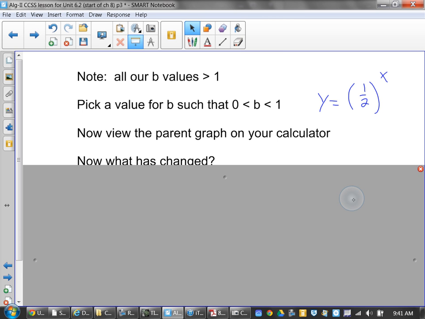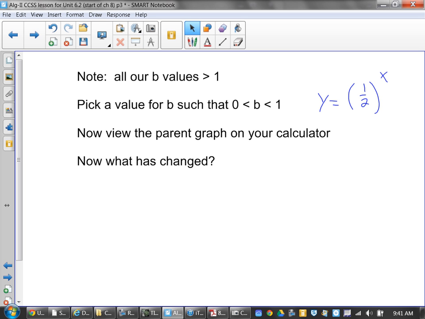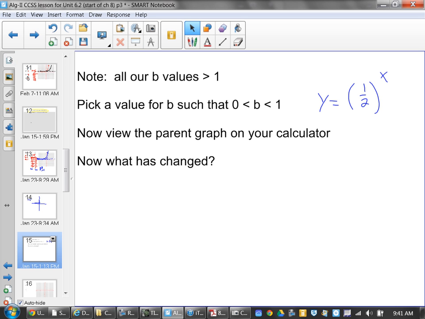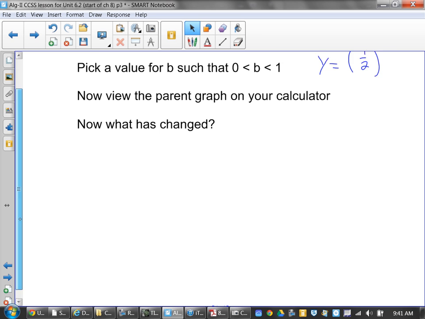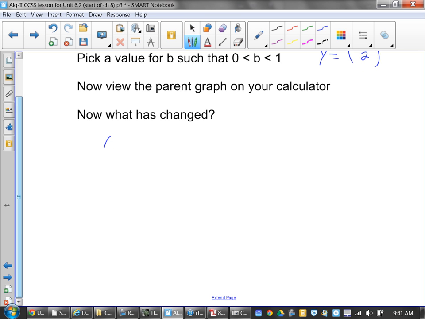Now, we've already done this. What happens here for the difference between growth and decay is very simple. Growth, B is greater than 1. Decay, B is between 0 and 1. That's the difference. You can tell the difference between growth and decay by looking at the B value. Everything else is exactly the same.